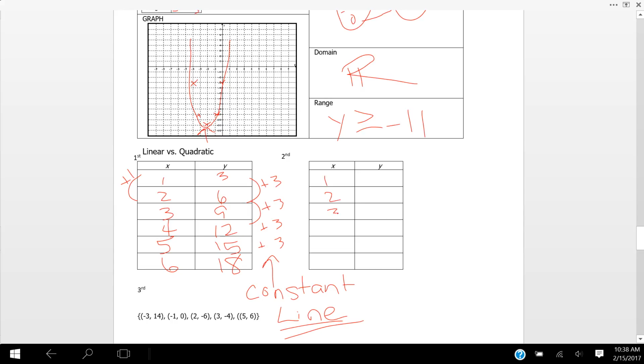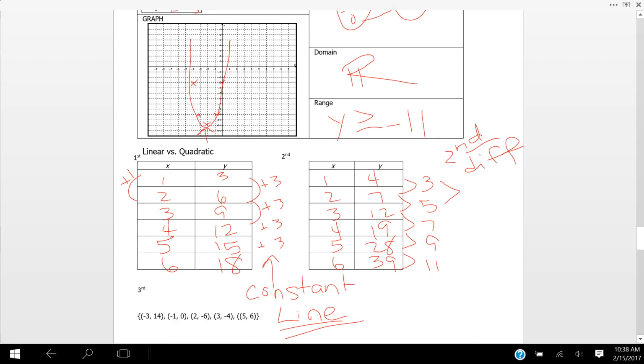Compared to, and most of them won't be this easy to see, but we'll start out easy: 4, 7, 12, 19, 28, 39. Okay, so if you look at the differences of these, this difference is 3, this difference is 5, this difference is 7, this difference is 9, this difference is 11. Okay, it's changing, so it can't be linear. And this is called the second difference.